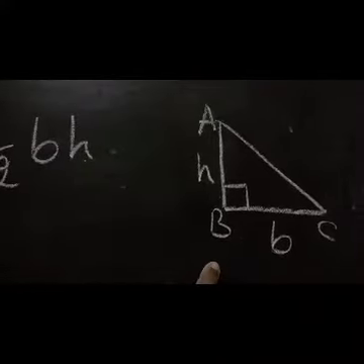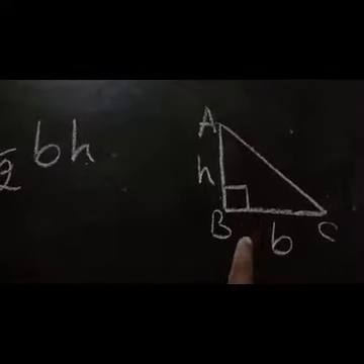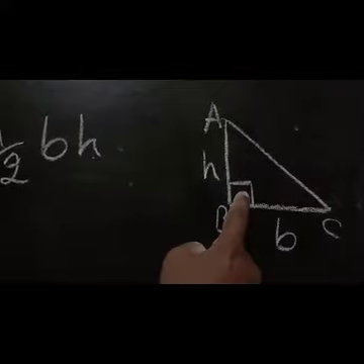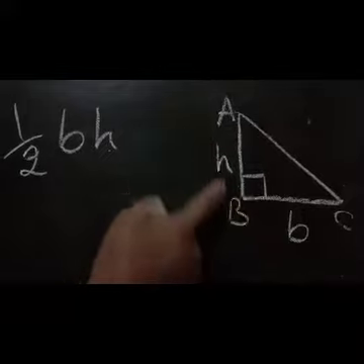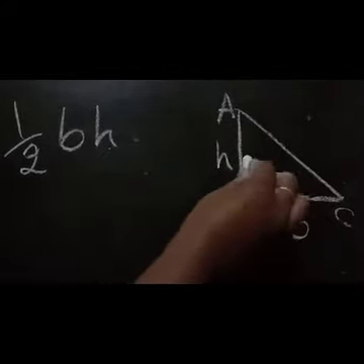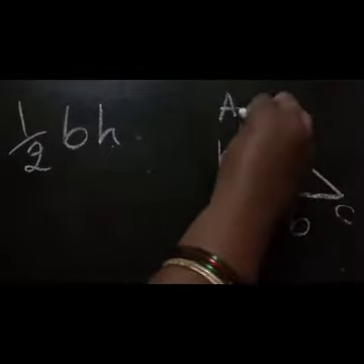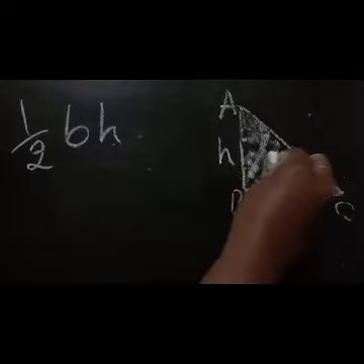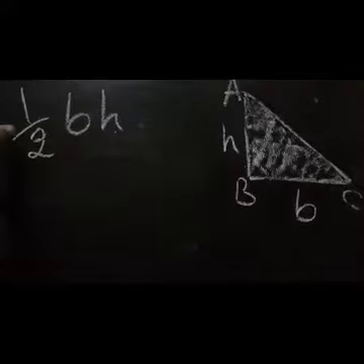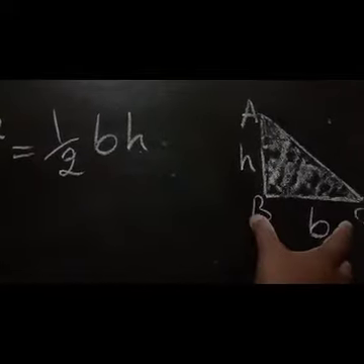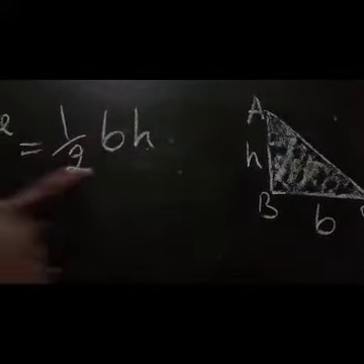In a right angle triangle, we have one angle as 90 degrees. So here BC is base, AB is height. So how will we find the area of this right angle triangle? What I shaded, this is called area. So half into base into height. This is the formula to find it.